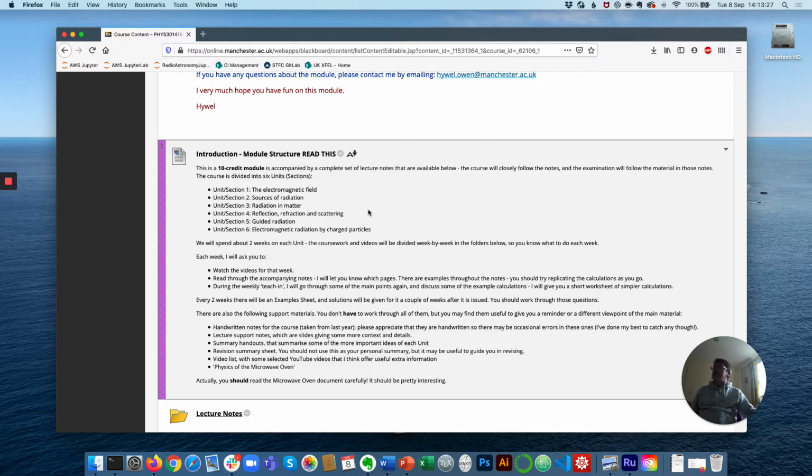So as well as the main notes, I previously made handwritten notes from the course. The latest version of these were taken from last year, and they can be used as a complement. They follow the same syllabus and the same material, but some people prefer to see handwritten notes. Of course, because they are handwritten, there may be occasional errors in those notes.